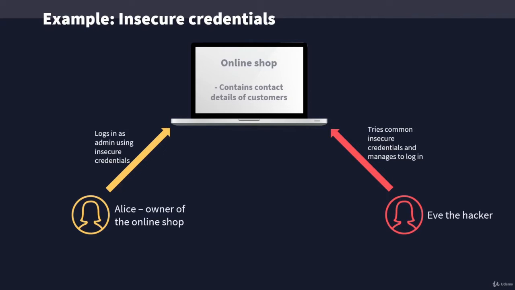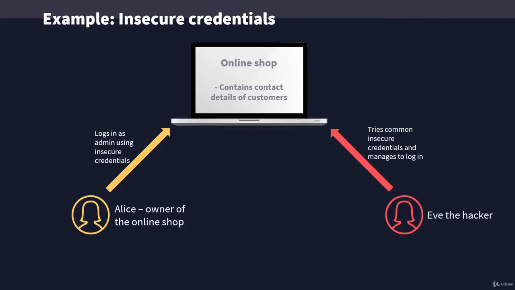Now that we have knowledge of the terms used in cybersecurity, let's use what we've learned in a couple of examples. In the first scenario, we have an online shop which contains private information such as contact details of customers. Besides that, we have Alice, the owner of the online shop, who uses insecure credentials, such as admin for username and password. And finally, we have Eve, the hacker, who tries to obtain private information using combinations of commonly known credentials. Let's map the terms used today to this scenario.